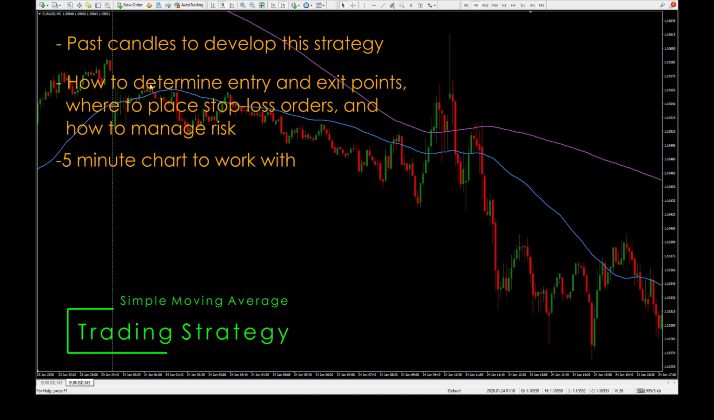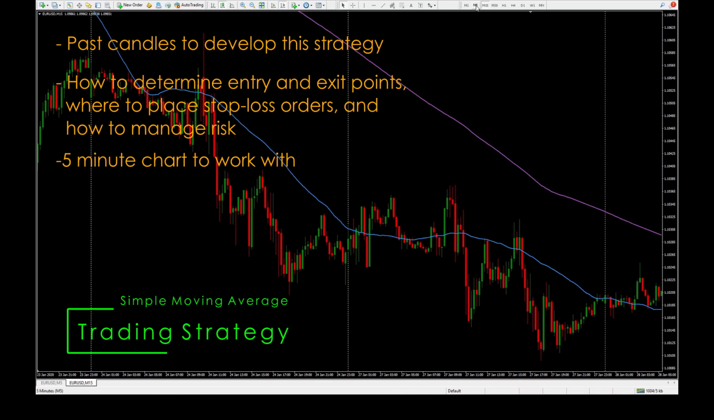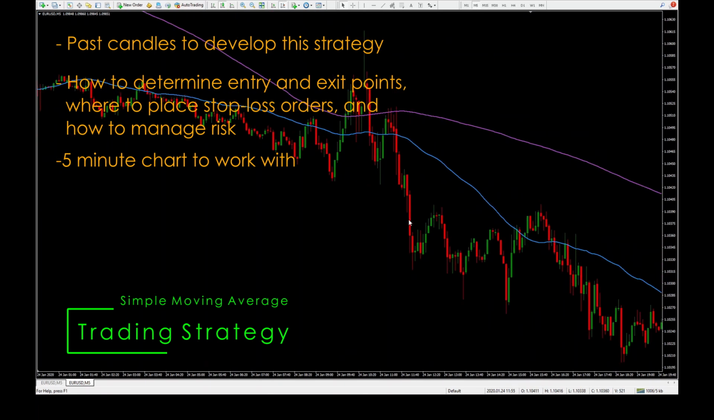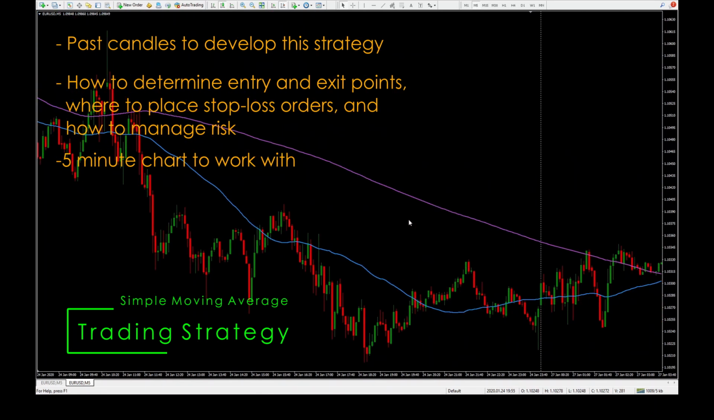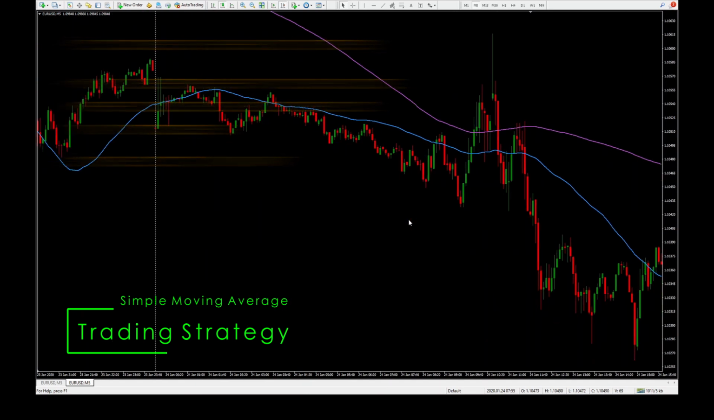In order to start our analysis, we will begin by selecting a blank chart without any indicators and then choose a 5-minute chart to work with. This will give us a clear view of the price action and allow us to identify potential trading opportunities based on our analysis of the market trends.